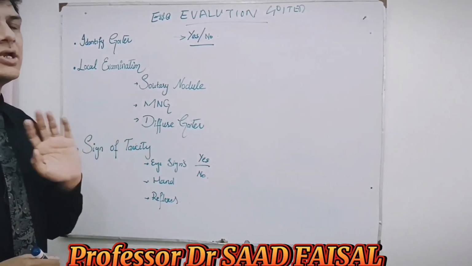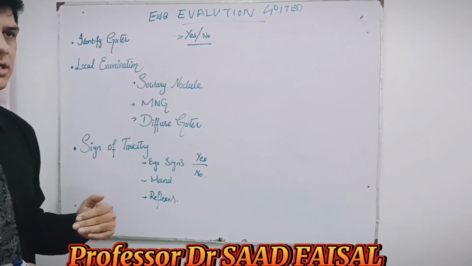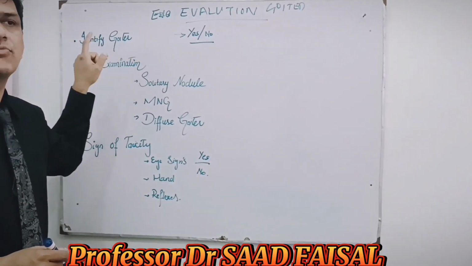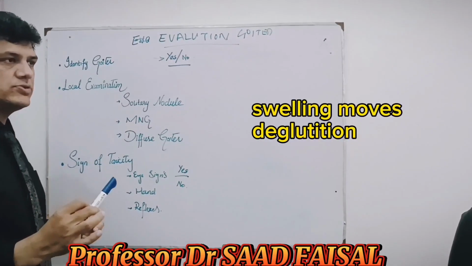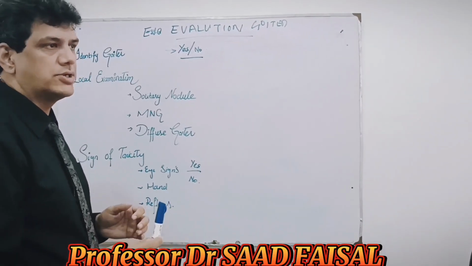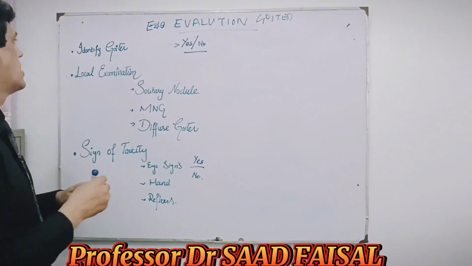This swelling is not in front of the neck, it is swelling in the neck. The first thing is that this swelling in the neck moves with swallowing or deglutition. A neck swelling that moves with deglutition is called goiter.